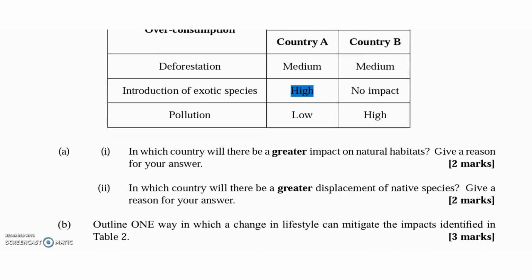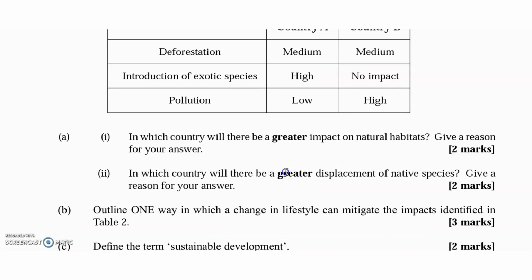So the reason for that is because why would there be a greater displacement? Because country A is associated with medium and high impacts from deforestation and the introduction of exotic species, respectively, while country B only had an impact for deforestation if you were taking into consideration those two parameters only.